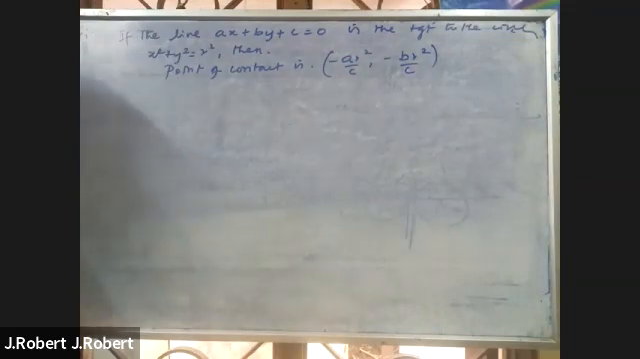Very useful result. When the line ax plus by plus c equal to 0 is the tangent to the circle, directly the point of contact is minus a r square by c, comma, minus b r square by c.